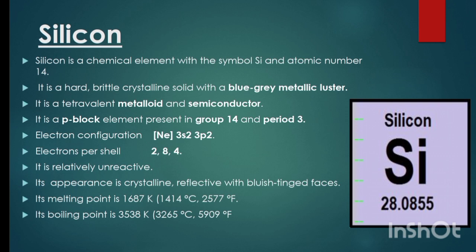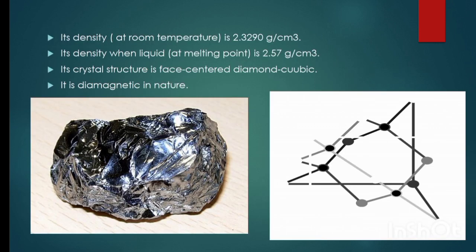Its melting point is 1687 kelvins. Its boiling point is 3538 kelvins. Its density at room temperature is 2.329 grams per cubic centimeter. Its density when liquid at its melting point is 2.57 grams per cubic centimeter. Its crystal structure is face-centered diamond cubic, and it is diamagnetic in nature.